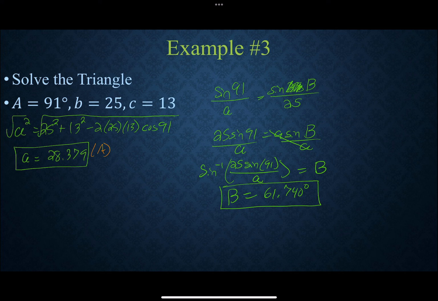And then I would just simply go, okay, so I've got angle B and angle A. Angle C would just be 180 minus 91 minus 61.740. And angle C would then be 27.260 degrees. So that's your option if you want to use law of sines to get to your second angle and then do your triangle sum to solve for the third angle. That's not a bad option for this.